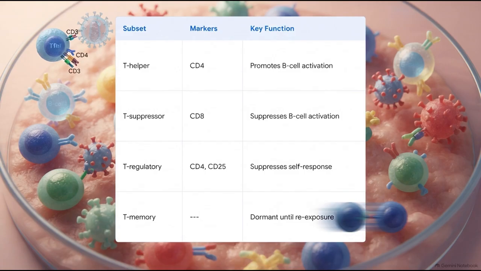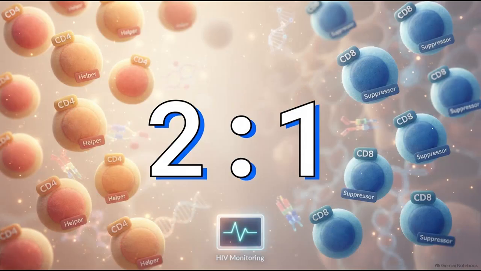We also have T regulatory cells carrying both CD4 and CD25 to suppress responses to self or harmless antigens. And finally, those long-lived T memory cells that just lie dormant until reinfection triggers a swift, rapid response. Because these helper and suppressor roles are basically complete opposites, balance is literally everything. In healthy people, this exact ratio of CD4 to CD8 cells, a 2-to-1 ratio, must be maintained.